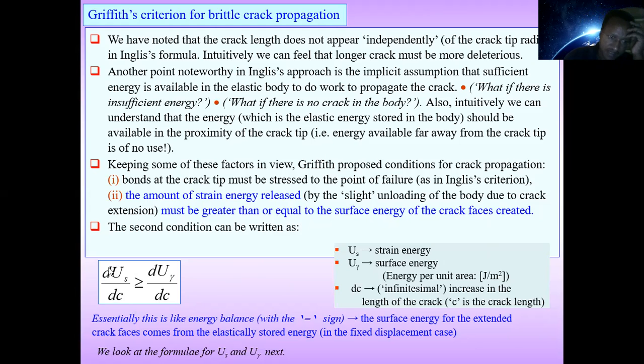This implies dUs over dc, the strain energy. This Us implies strain energy, and dc is a small increment in crack length. It should be greater than or equal to dU gamma over dc. This U gamma implies surface energy, which is energy per unit area. Essentially, this is like an energy balance. The surface energy for the extended crack face comes from elastically stored energy in a fixed displacement case.